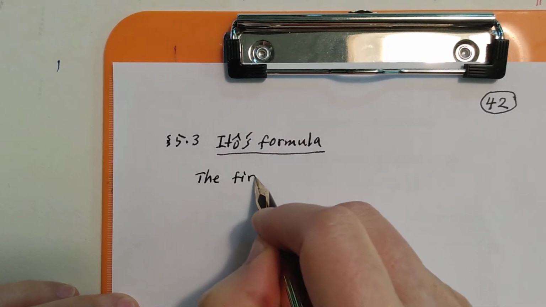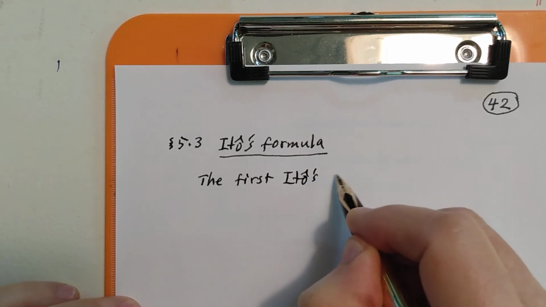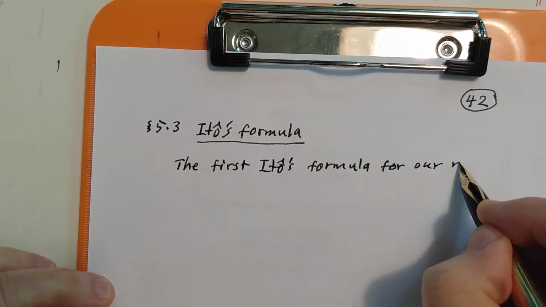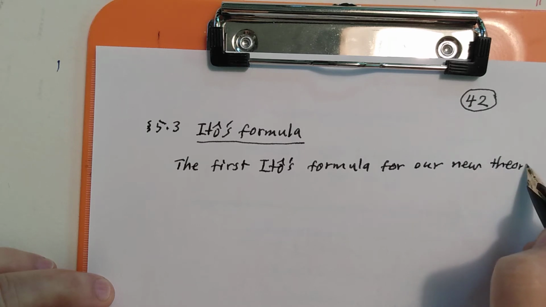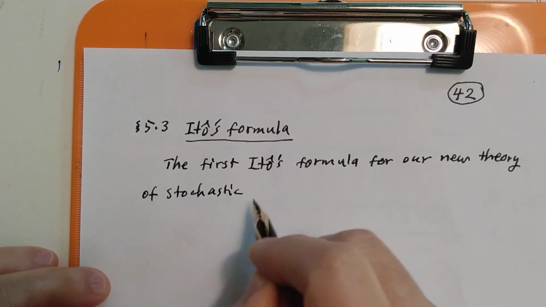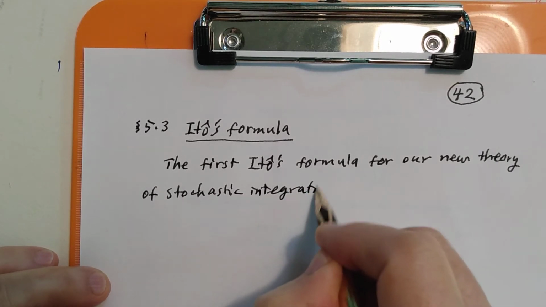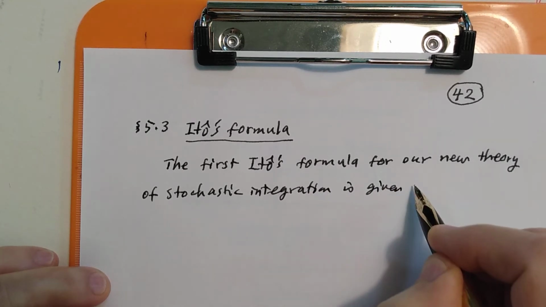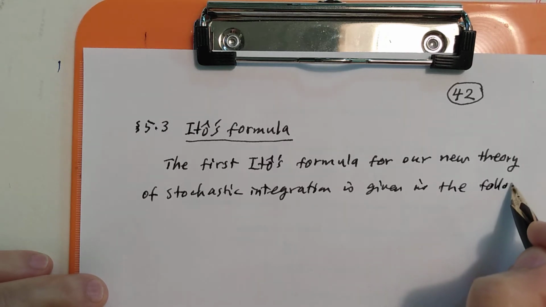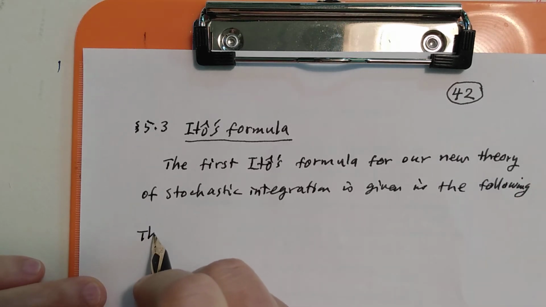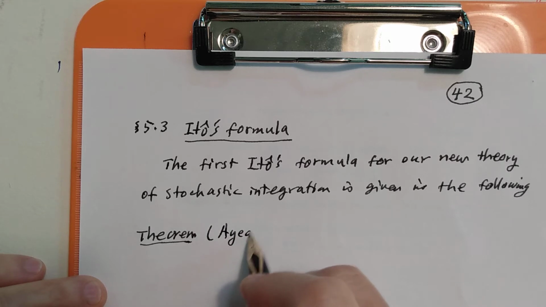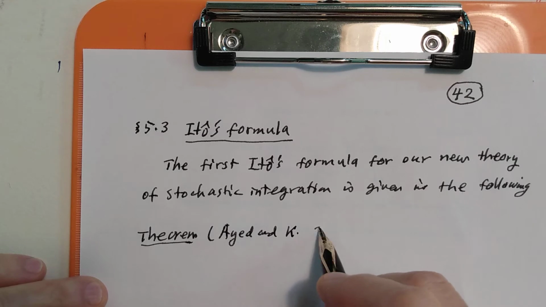The first Ito's formula for our new theory of stochastic integration is given in the following theorem, which was obtained by Hui and me in 2008.